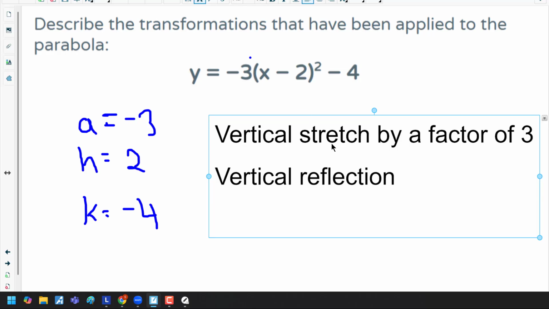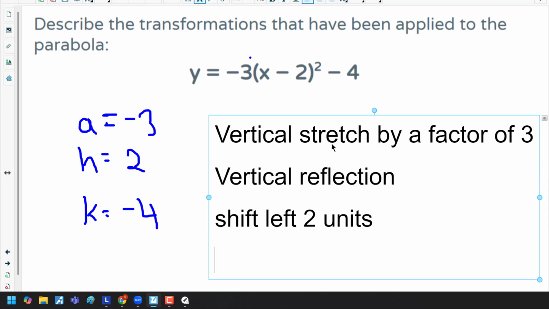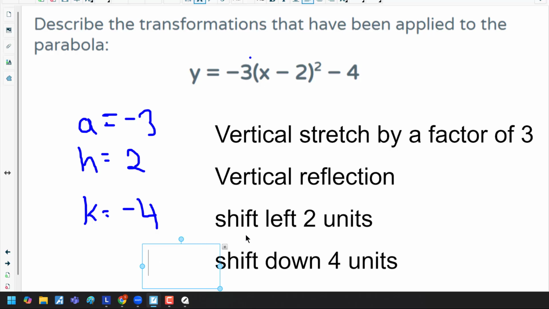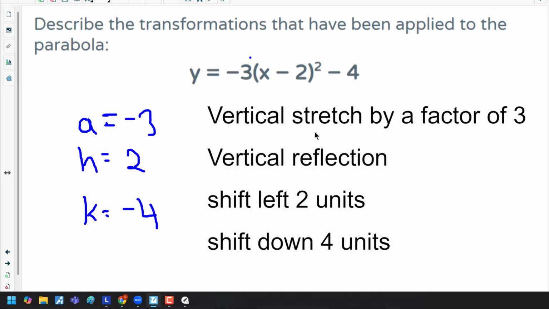Your h value is very simple. Shift left 2 units. And your k value is very simple. Shift down 4 units. That's it. You can write horizontal translation to the left 2 units or vertical translation down 4 units. That's fine too, but most students, I think, prefer this. So just a reminder, your a value gave me 2 points of transformations, and your h and k just gave me 1. So yeah, that's how you do this.